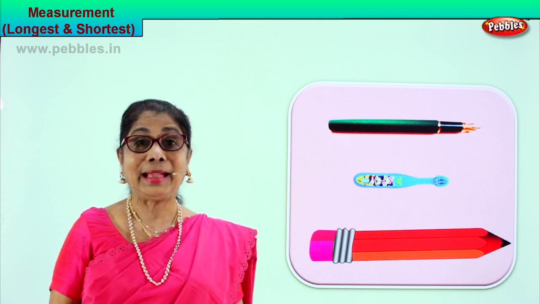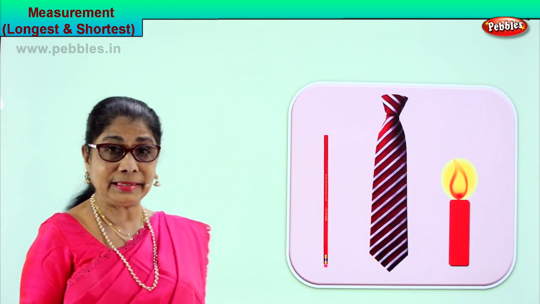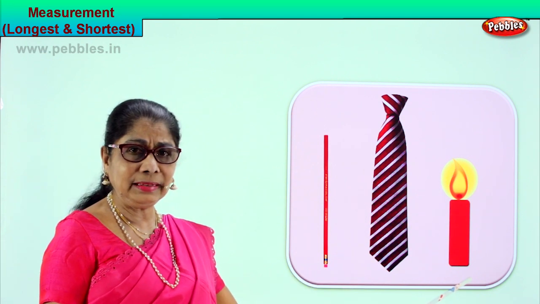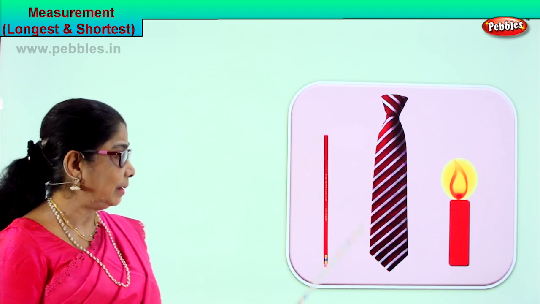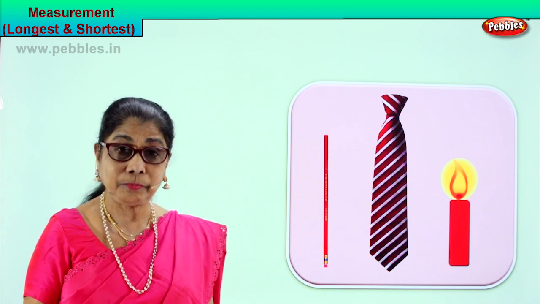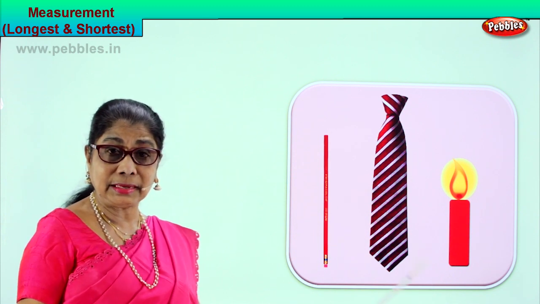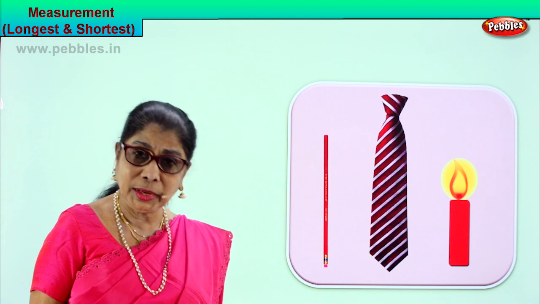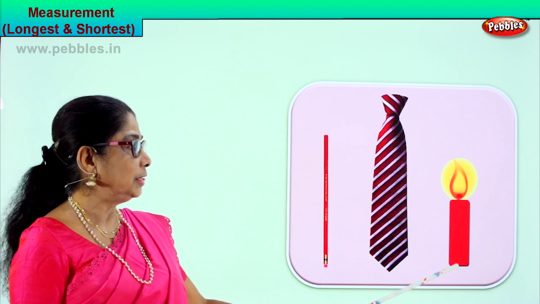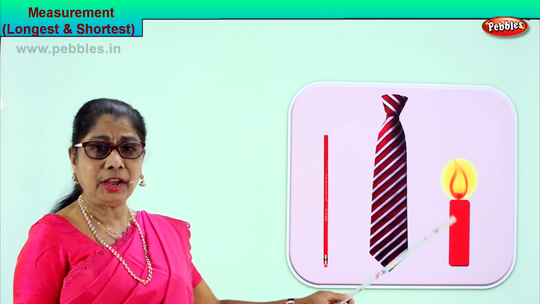Let's take another set of things and look and see for ourselves. What are the items given to you? You have a candle. You have daddy's tie here and a pencil. Look carefully. Observe and see. Of the three items, pencil, tie and a candle, which is the shortest item here? Good. The shortest is the candle. Candle is the shortest of the three.